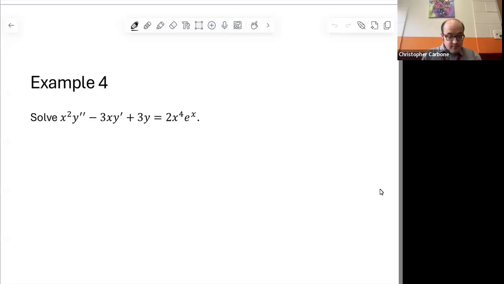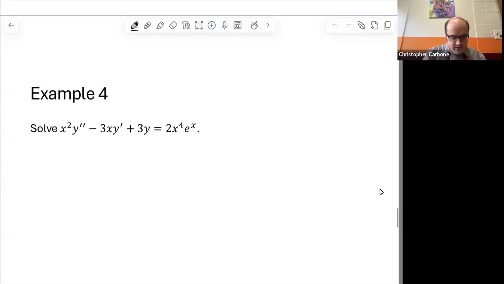Hello, class. In this example, we want to solve this differential equation, x squared times y double prime minus 3x times y prime plus 3y is equal to 2x to the fourth times e to the x. So for us to do so, we first need our auxiliary equation.